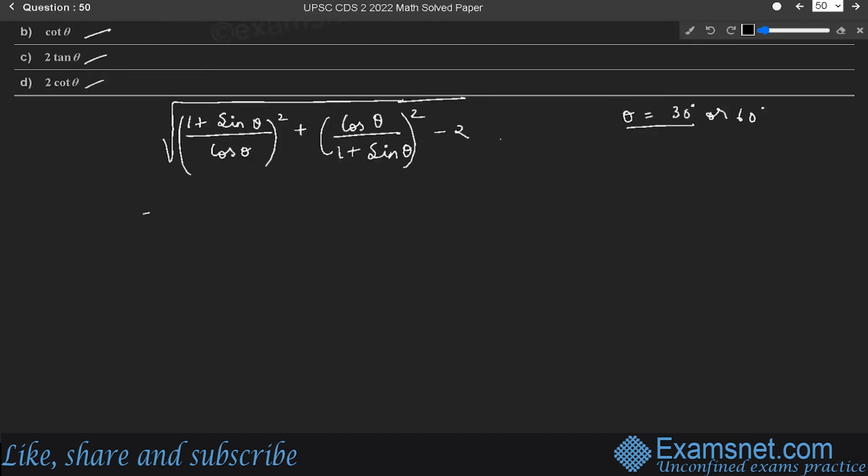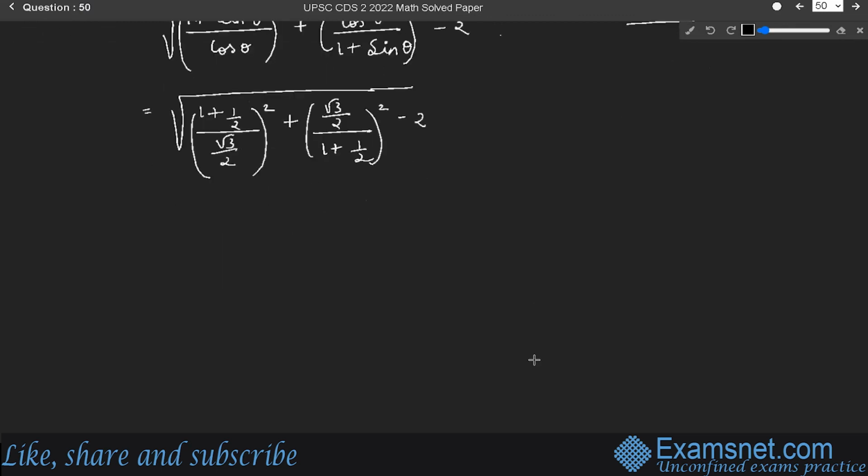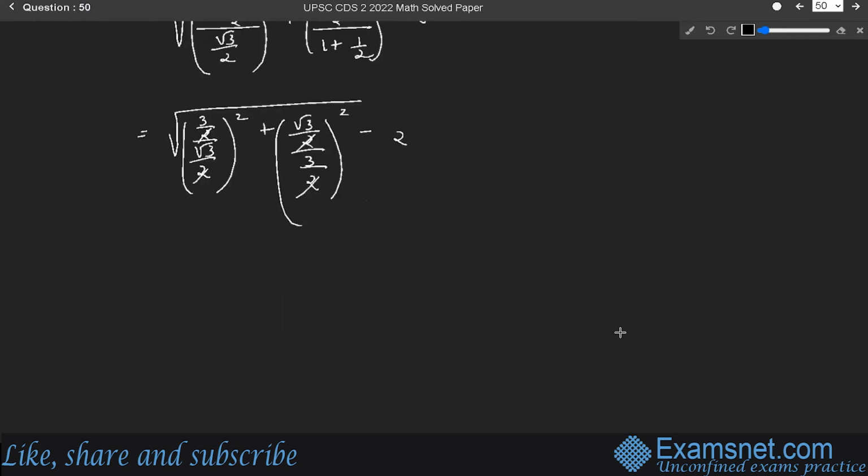So this value will be equals to under root of (1 plus sine 30 is 1 by 2, upon cos 30 is root 3 by 2) whole square plus (cos 30 is root 3 by 2 upon 1 plus sine 30 is 1 by 2) whole square minus 2. On further solving this, it will be equals to under root of (3 by 2 upon root 3 by 2) whole square plus (root 3 by 2 upon 3 by 2) whole square minus 2. This 2 and 2 will be cancelled. This 2 and 2 will be also cancelled.